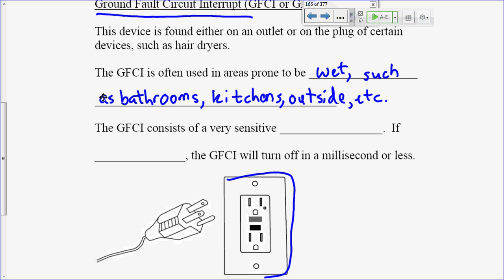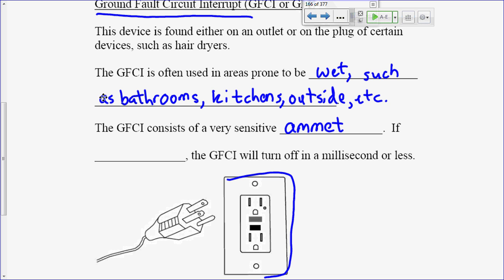Apparently I'm too old for that. Right. You can often find, on newer hair dryers, that they have the GFCI built into the plug. That way, if you're using them on a non-protected circuit, like a non-GFCI circuit, then it'll have it built in there. The GFCI is a very sensitive ammeter.